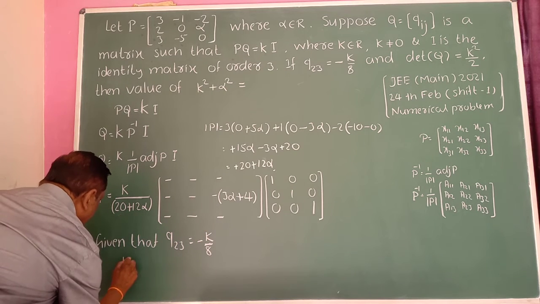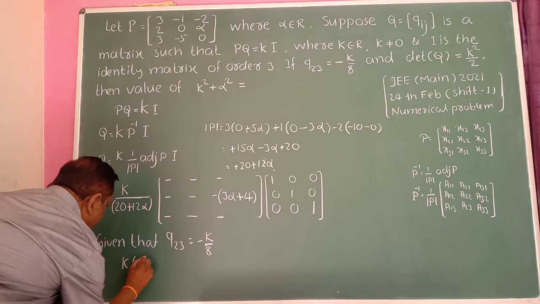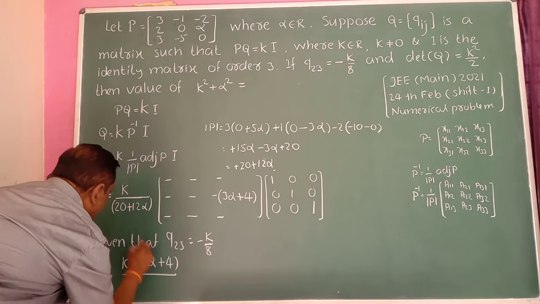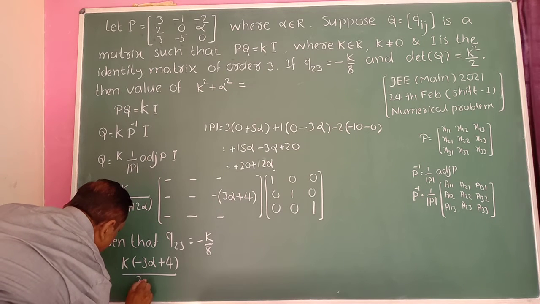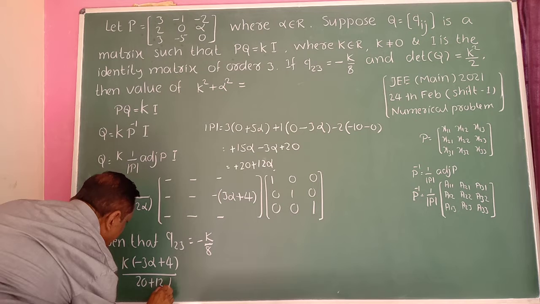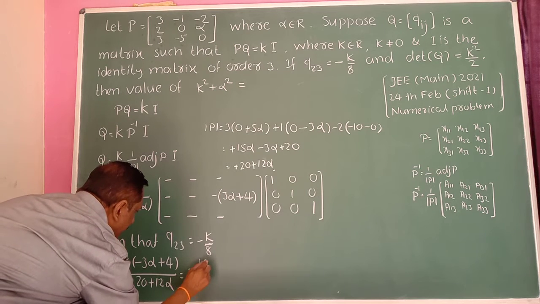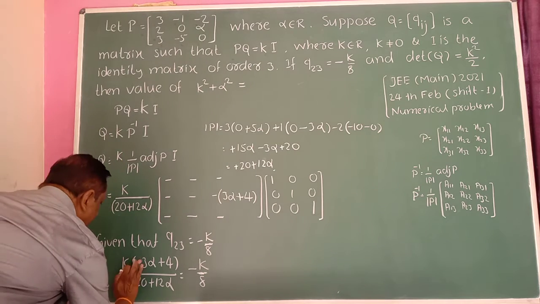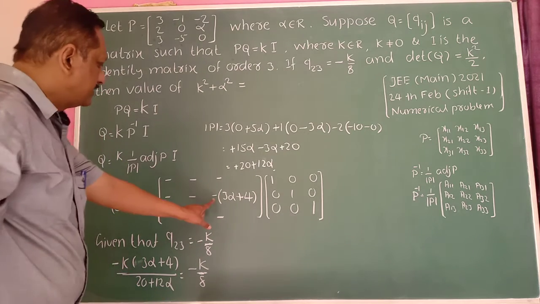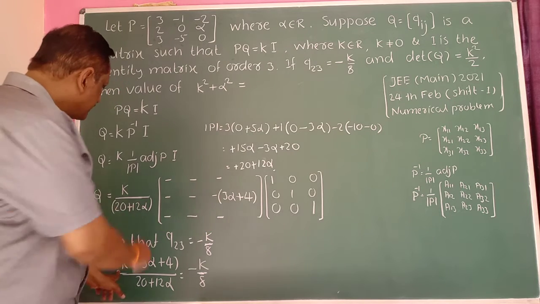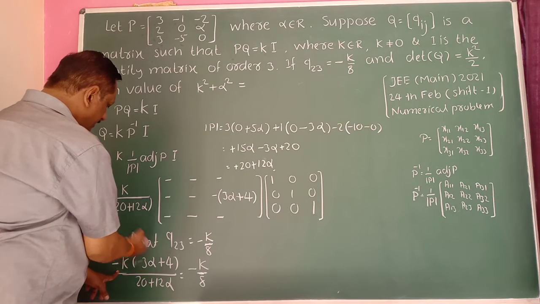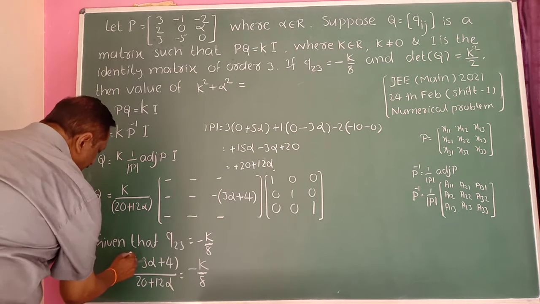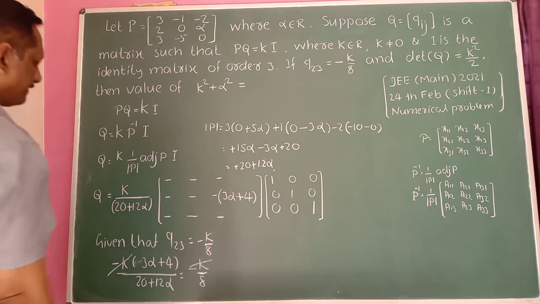You can take K here. Take a minus inside here. Minus of 3 alpha plus 4 divided by 20 plus 12 alpha is equal to minus of K divided by 18. Okay, even you can take this minus outside only. Write this minus outside here. Minus of this K into 3 alpha plus 4 divided by 20 plus 12 alpha is equal to minus K by 18. Minus K and this minus K get cancelled here.